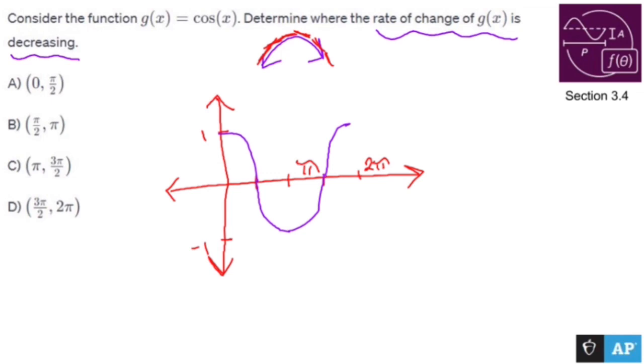It's concave down in two areas. Here, that's one side of concave down, and here is the other side of concave down. So we have two answers here. Between 0 and pi over 2 is concave down, and between 3 pi over 2 and 2 pi is also concave down. So we will select A for this one, and we'll select D for this one because those are both my possible answers.